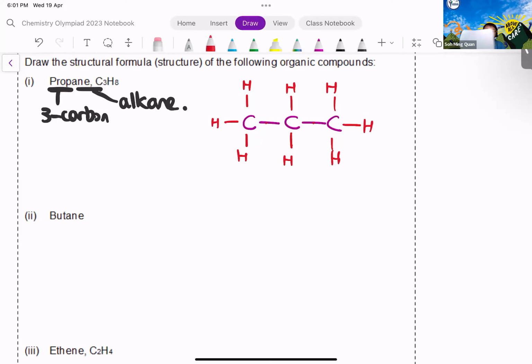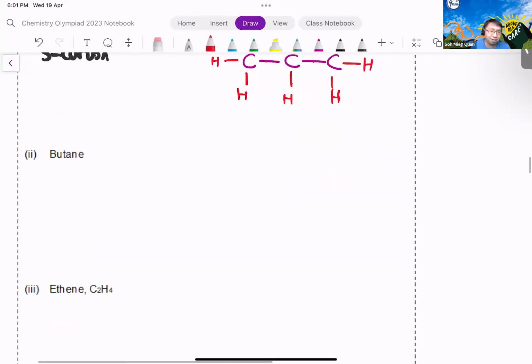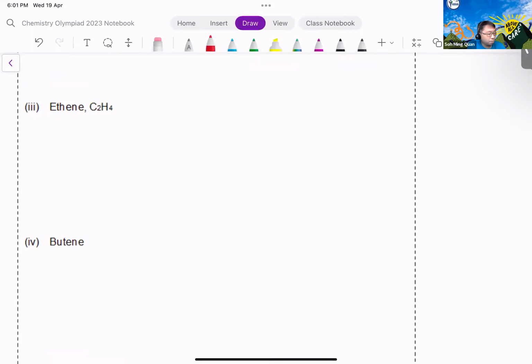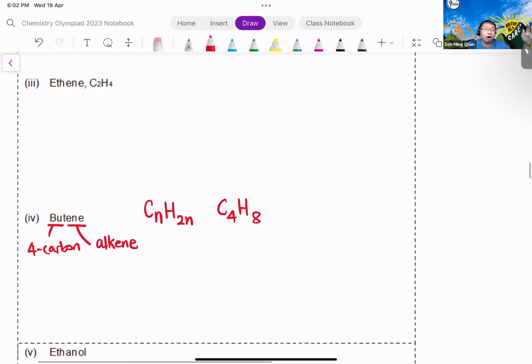But let's move on to the more exciting ones. Let's skip ethene and draw butene. As the name suggests, butene is an alkene. But suggests it has 4 carbon, so it's a 4-carbon alkene. Alkene is CnH2n, without the +2, so it's C4H8. Most students will just anyhow write 8, thinking that every carbon gets 2 hydrogen. No, it doesn't work that way.